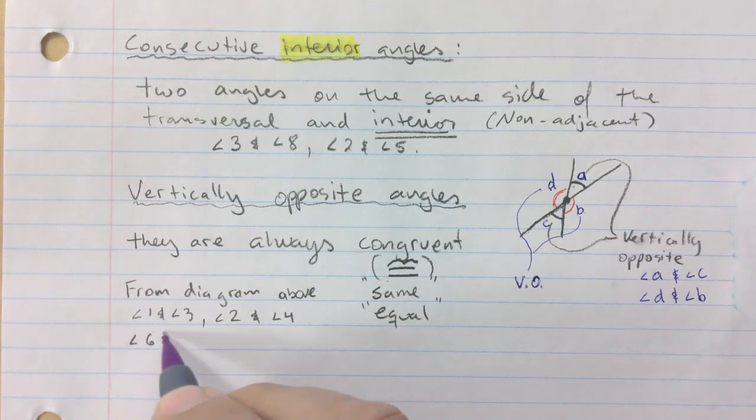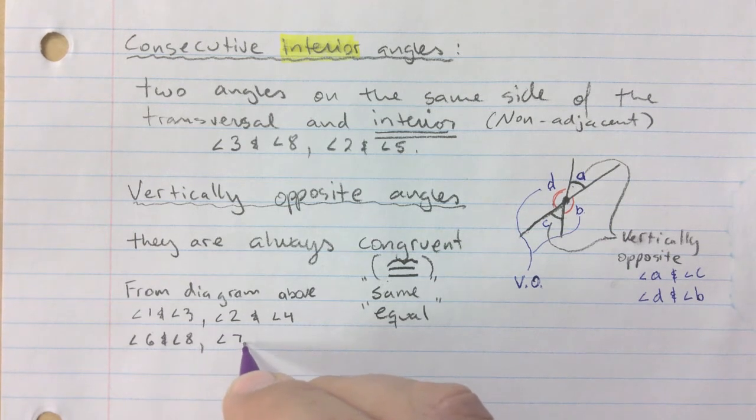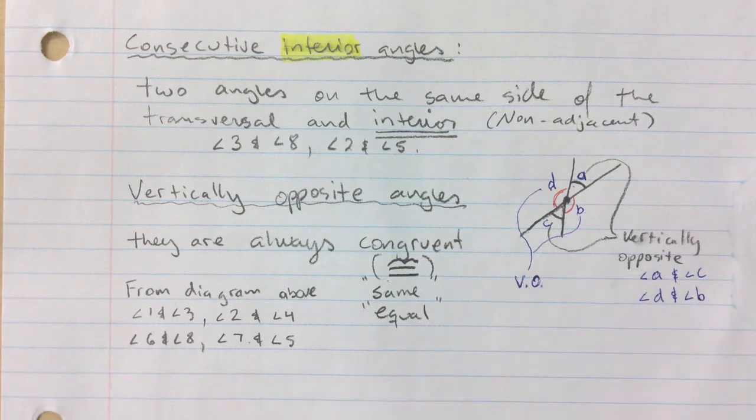Angle 6 and angle 8. Angle 7 and angle 5. The order as to which one you state first does not matter. But all of these are vertically opposite pairs. Okay.